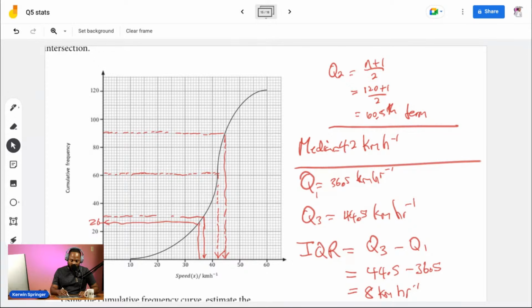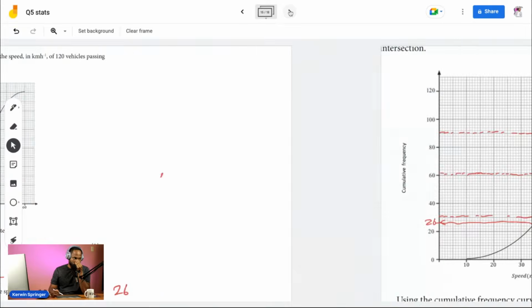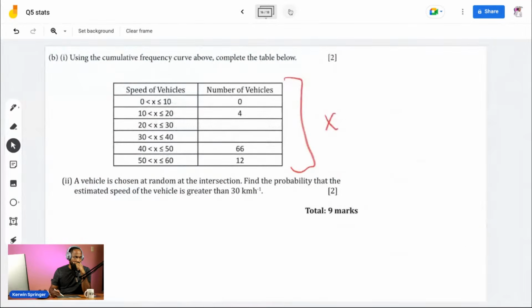Yeah, so they're not giving topics. You have to study everything. Using the cumulative frequency curve above, complete the table. I did this already, and you can check out cumulative frequency curve on my channel to see the ideas of how to build it from scratch. What you want to do is, could I just do this quickly?